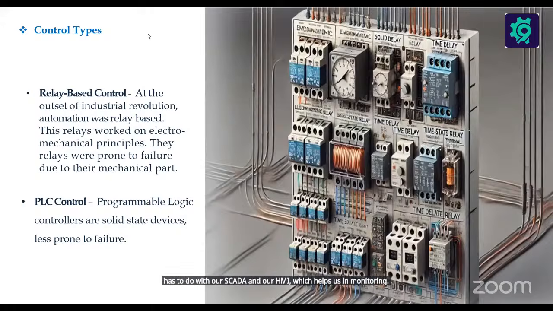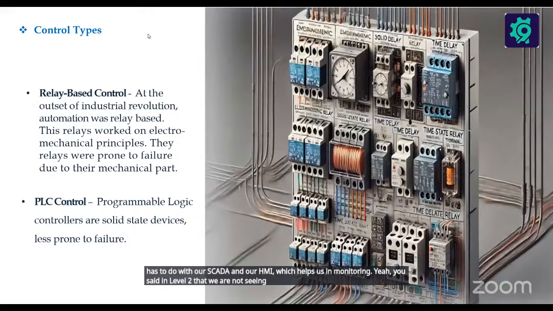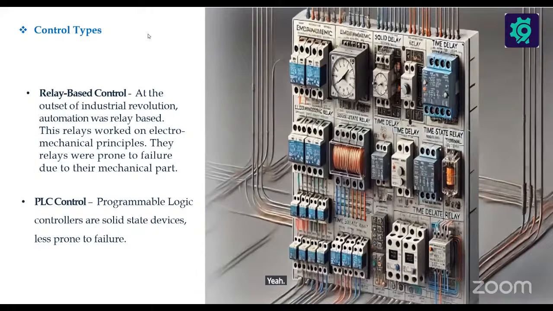Yeah, you said in level 2 that we are not seeing what is going on. If there should be a problem in level 2, we will not see. But because of the SCADA and the HMI, it helps us to know and see what is going on because we are monitoring it on the screen. Yeah. So that's the supervisory level.